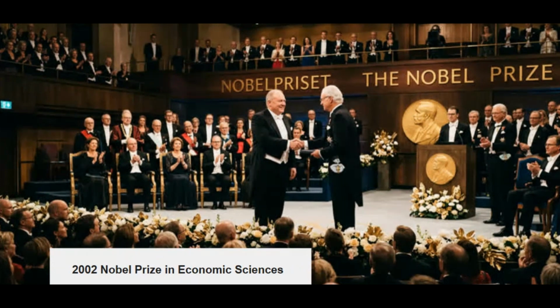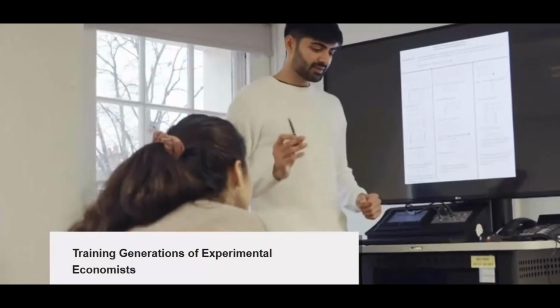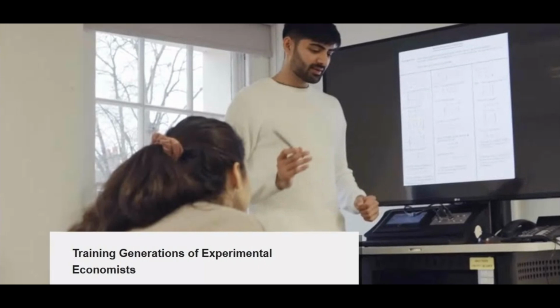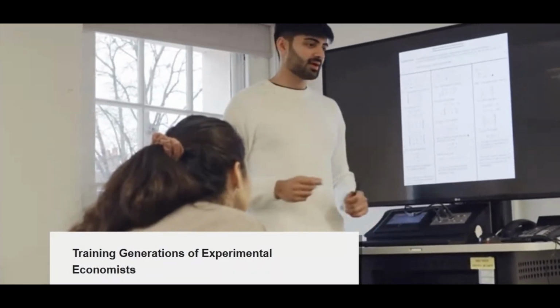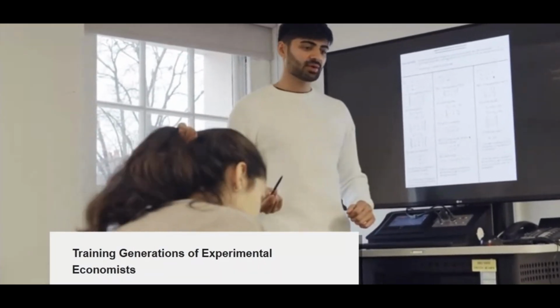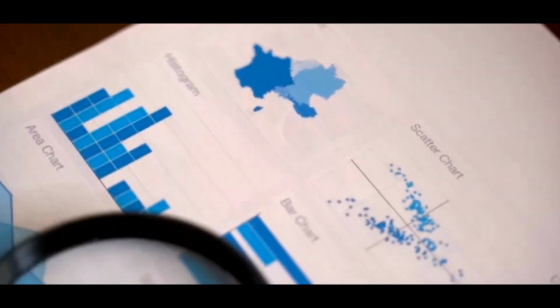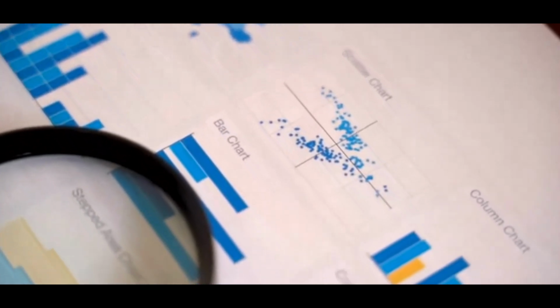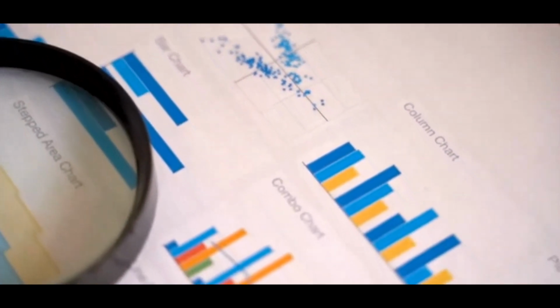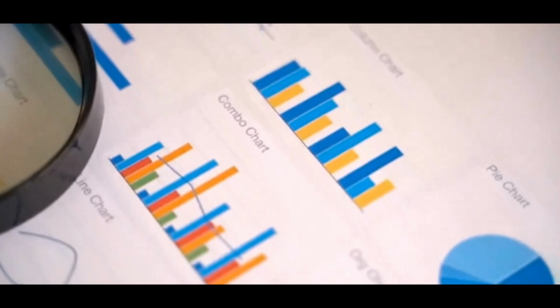In 2002, the Royal Swedish Academy of Sciences awarded Vernon Smith the Nobel Memorial Prize in Economic Sciences, sharing it with Daniel Kahneman. Smith's legacy extends far beyond his own research. He trained generations of experimental economists who continue to push the boundaries of the field. Today, experimental economics is a thriving discipline with dedicated journals, conferences, and research centers around the world.